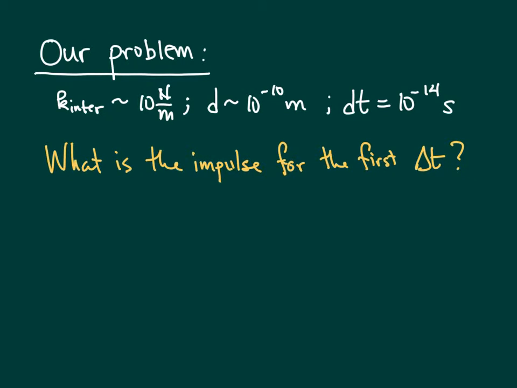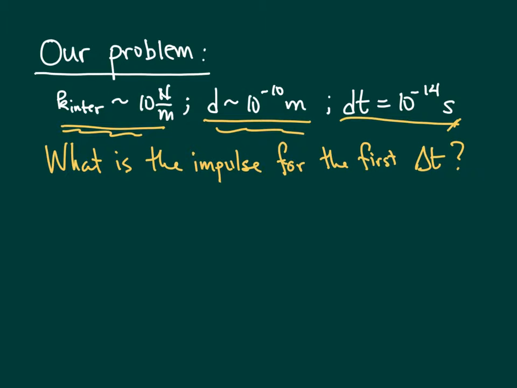Okay, so we're going to look at our problem here and see how we're running into that problem. We've got the interatomic spring constant, the interatomic spacing between atoms, and our time step. Both of these numbers are approximately what you should have gotten in class, and this time step is a good one for atomic things. So what is the impulse for the first delta t?